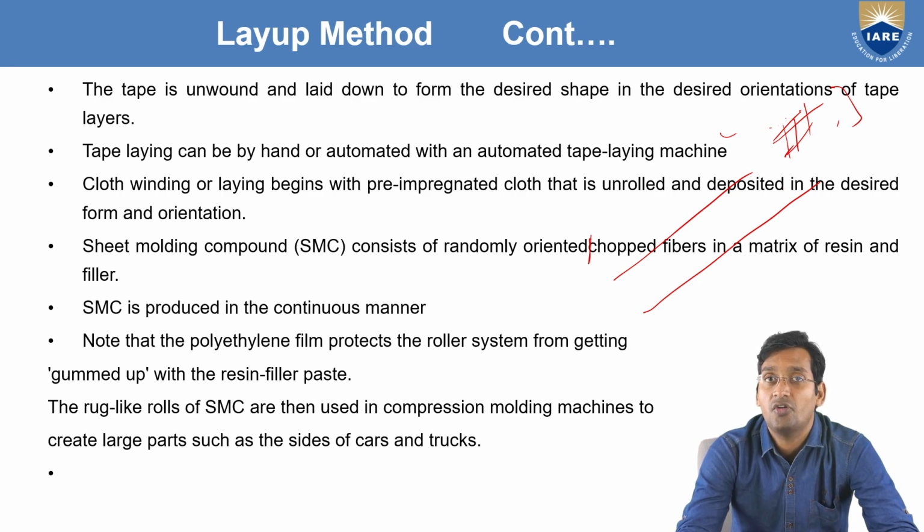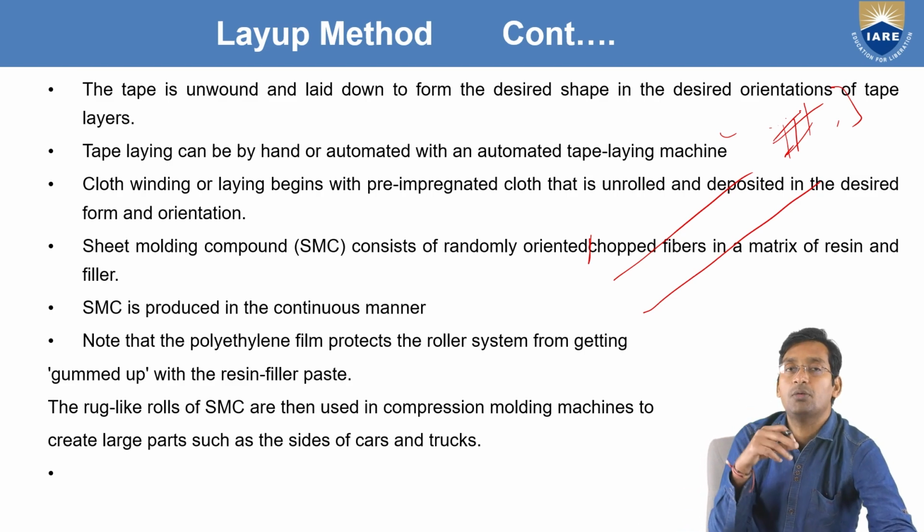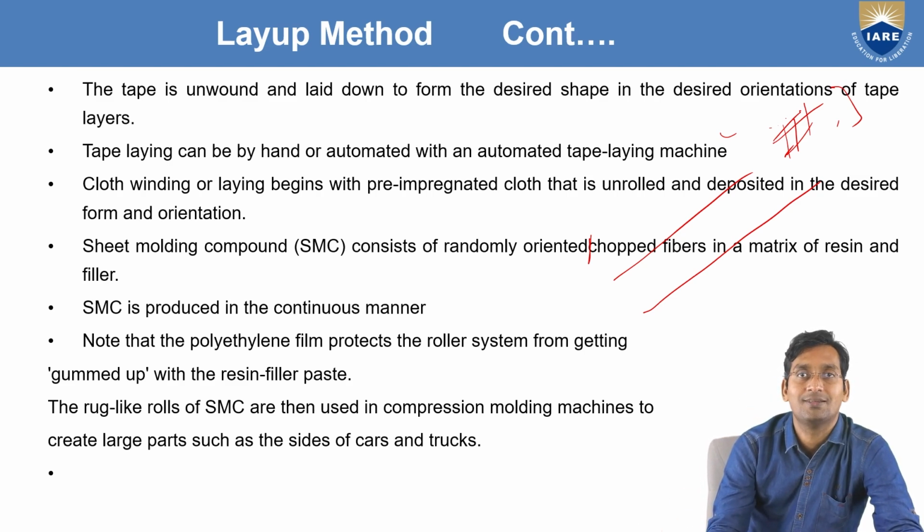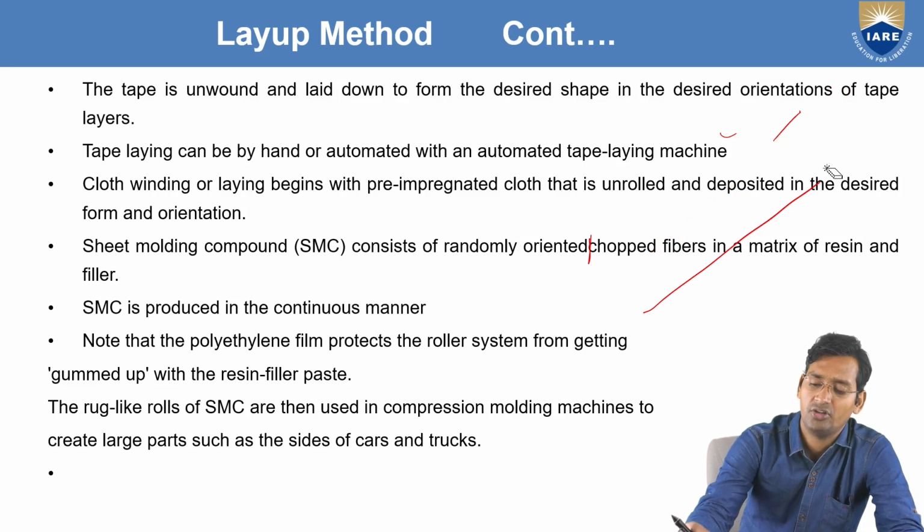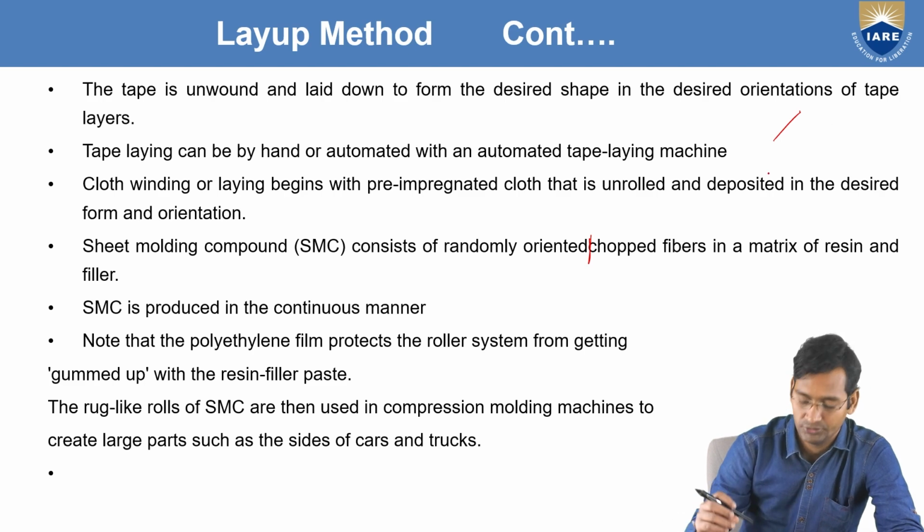The rug-like rolls of SMC are then used in compression molding machines to create large parts such as sides of cars or trucks. After that, we can use it to make sides of cars, trucks, or whatever our application is.